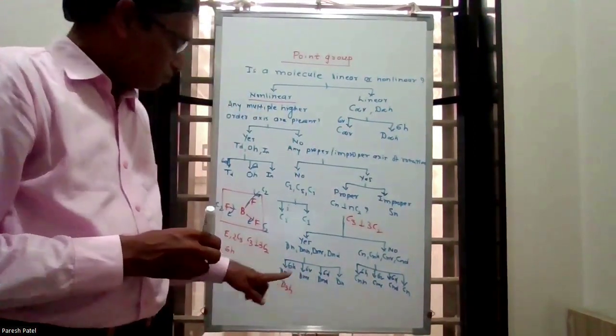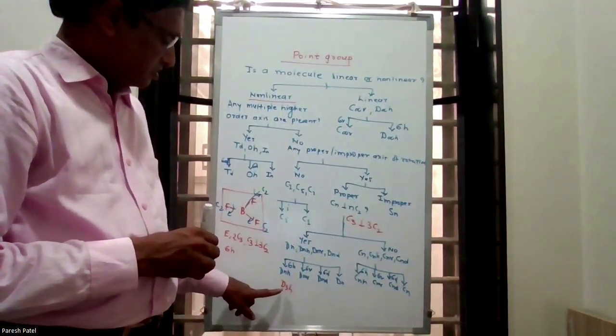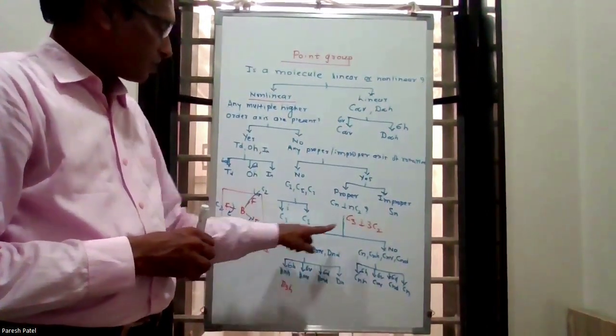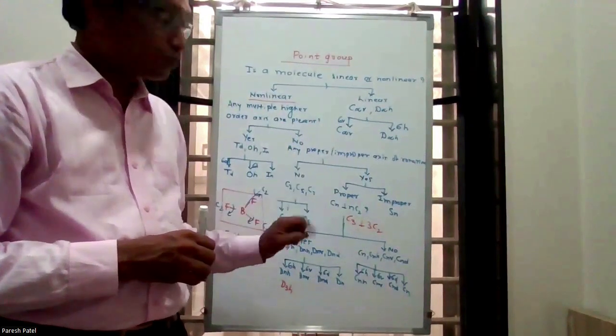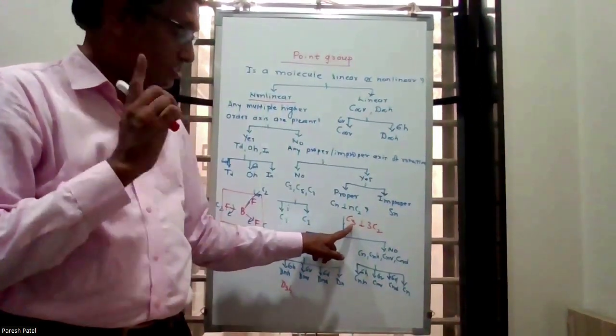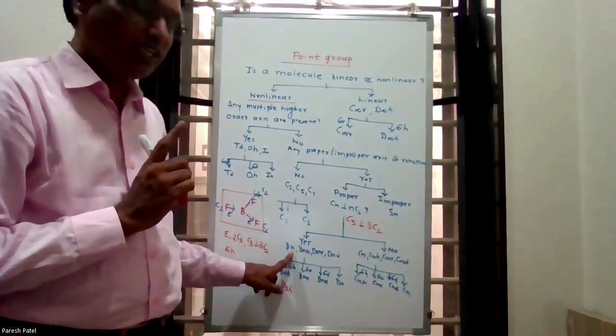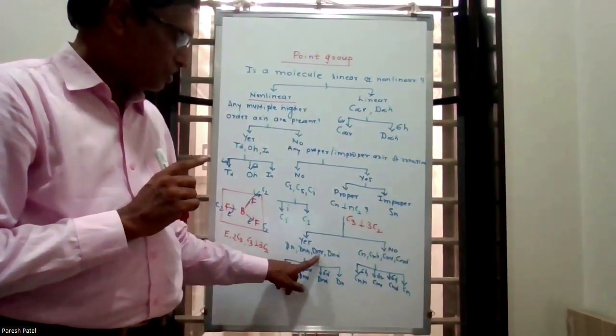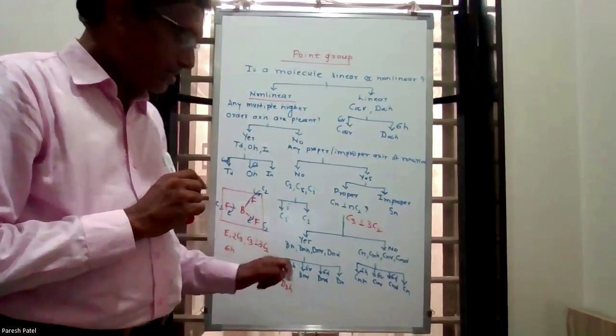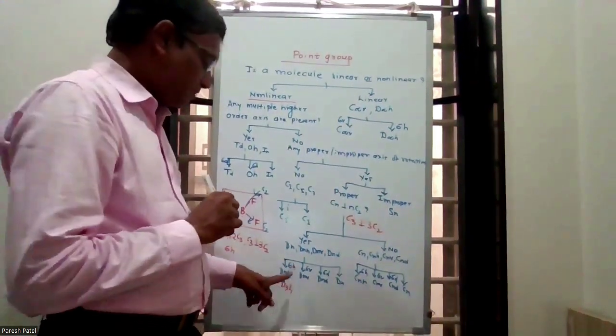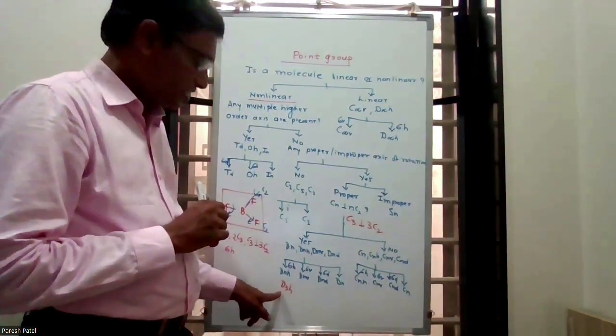Okay, so first, C3 is perpendicular to 3 C2s. Here, the order of the axis is equal to 3. It means n is equal to 3. So we have to go for D3, D3h, D3v, or D3d. But here, sigma h is present. It means the point group is D3h.